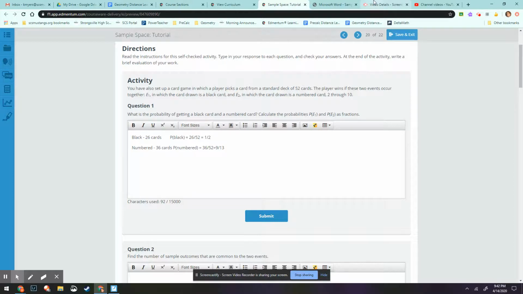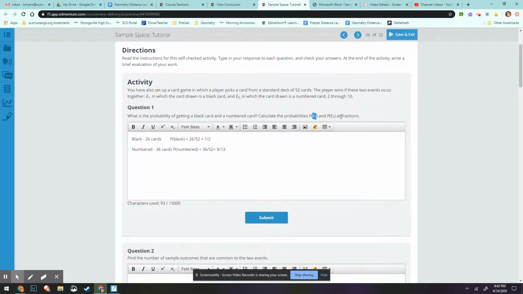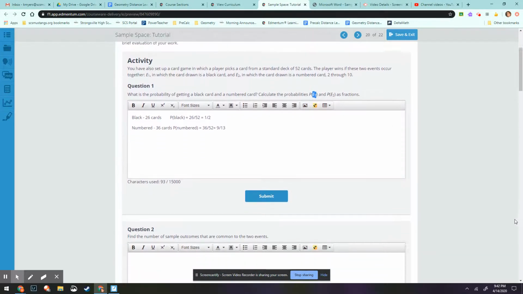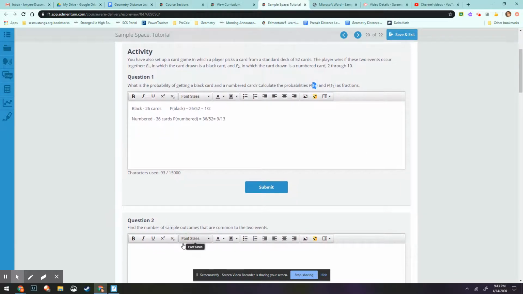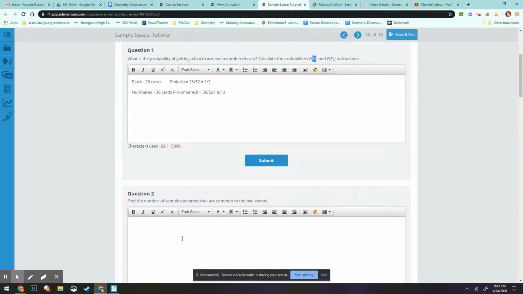Okay. So those are the individual probabilities, which is what they ask us to do. P of E1, that's the probability that it's black, and the probability that it is even. I'm sorry, that it is numbered. So find the number of sample outcomes that are common to the events. So which of these cards are black and numbered?